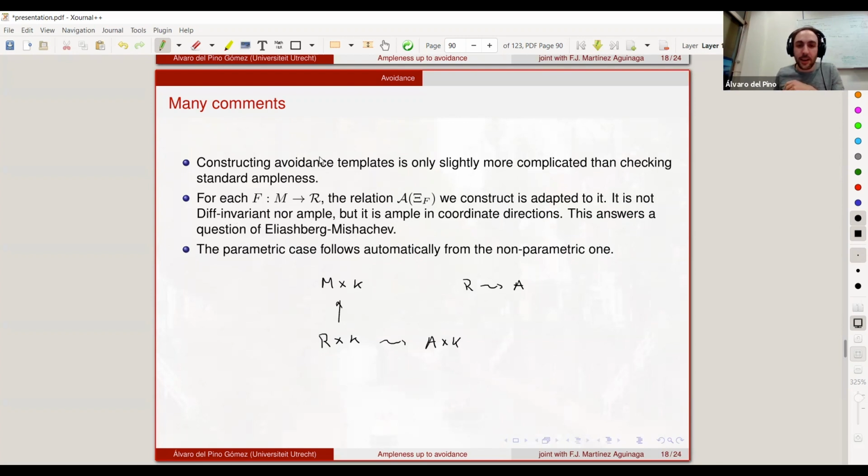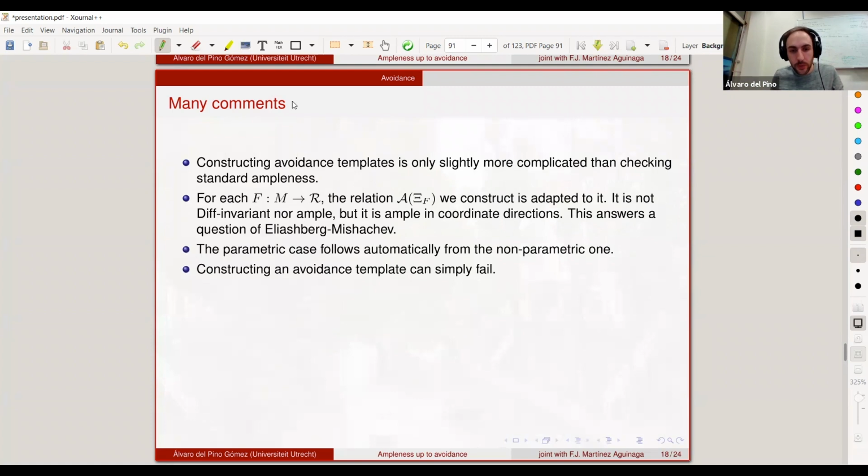And okay, I mean, this is like a Frankenstein of a relation, but okay. I don't know if it's geometrically meaningful, I guess, if R was geometrically meaningful. And more importantly, we have examples now of ample up to avoidance relations that are not ample. So that's nice.